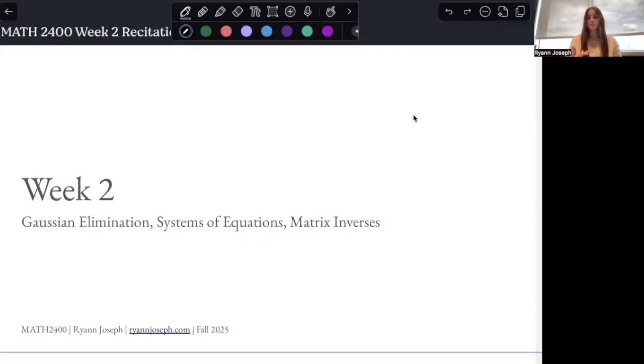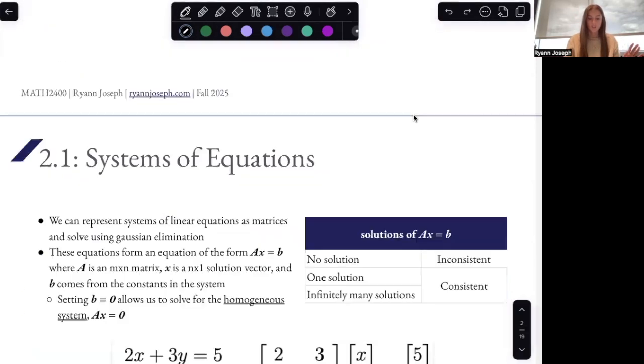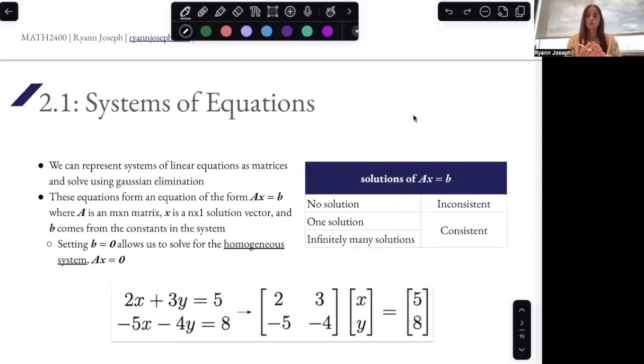Right, so today we're going to be talking about week 2, which is where we start to do stuff with matrices and show how we can utilize them to solve certain types of problems, gearing up to use it in different applications in some following weeks. So right now we're going to be doing 2.1, which is discussing systems of equations and something called Gaussian elimination. So we'll talk about that and what we're going to do.